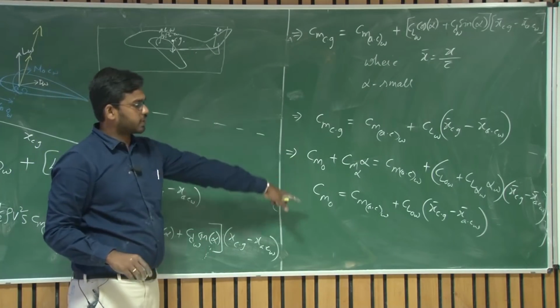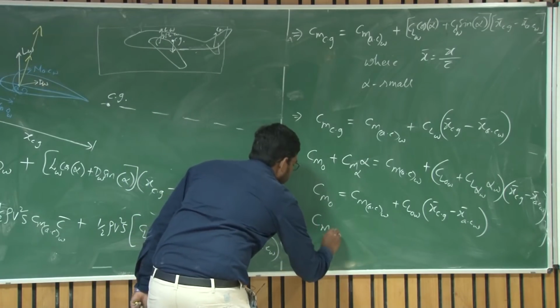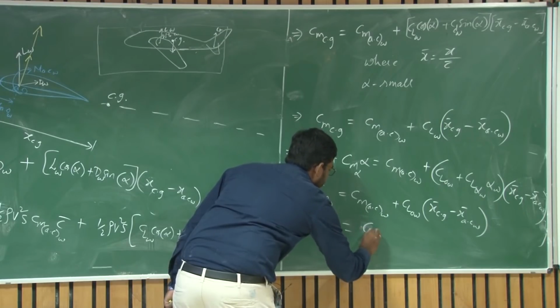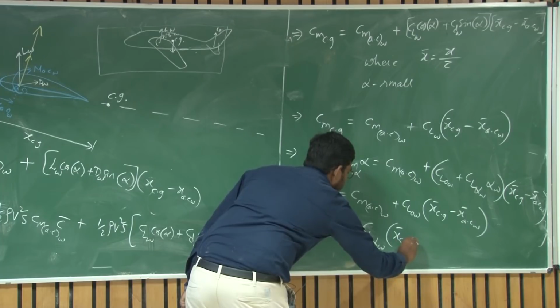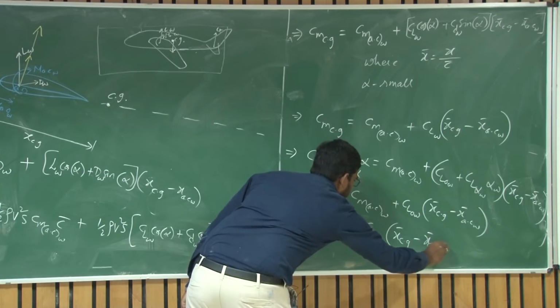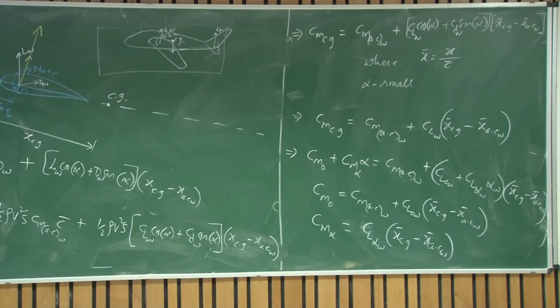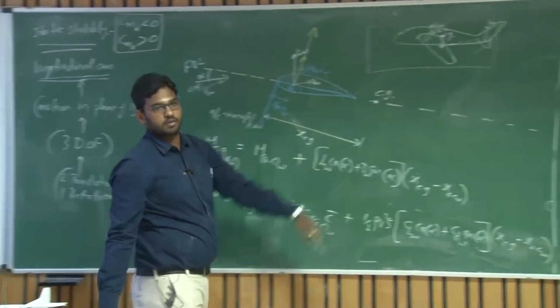By comparing the constants and coefficients here, Cm alpha of the aircraft is CL alpha of the wing into x bar CG minus x bar AC of wing. Am I correct? Ultimately we need to find Cm alpha and Cm naught of the aircraft, so we are trying to arrive at that condition.